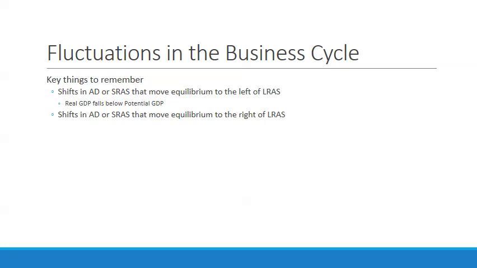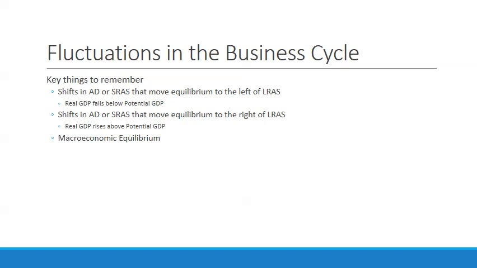Now, shifts in aggregate demand or short run aggregate supply that move equilibrium to the right of the long run cause real GDP to rise above potential GDP. In both situations, it is a temporary change. So macroeconomic equilibrium can happen in various places within the economy, and it's shifting. Macroeconomic equilibrium is just where AD and SRAS are intersecting.